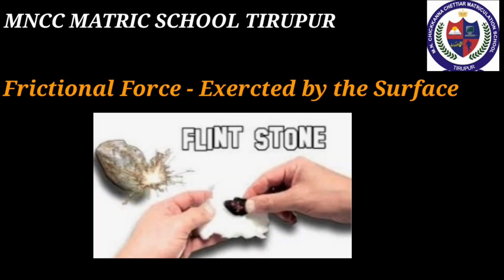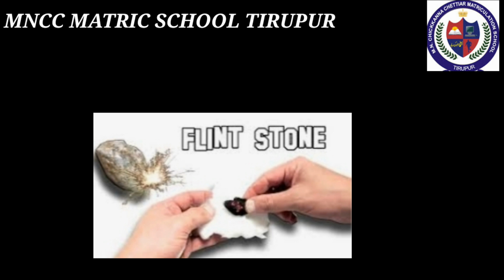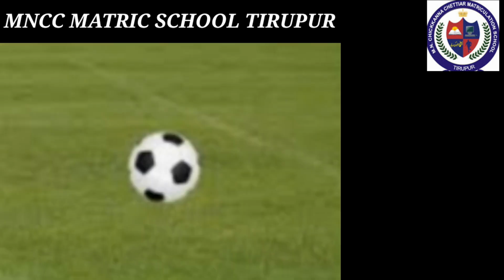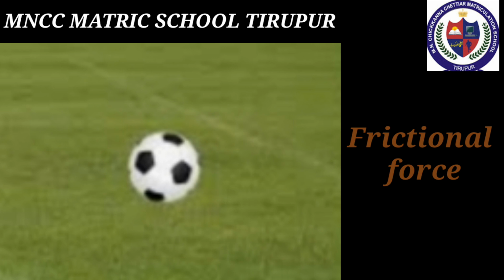You know about flintstone? In Tamil it is called Chikimukki Kal. Early man accidentally discovered fire by rubbing two flint stones together. The frictional force between two stones created a spark. For example, when you roll a ball on grass ground, it slows down and finally stops. We know that an object cannot stop without force. The force that stopped the ball is frictional force.